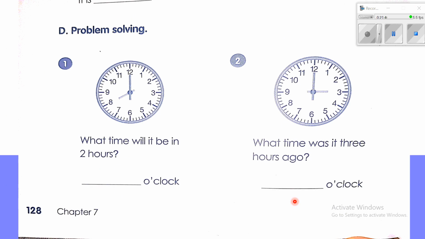This is problem solving. What time will it be in 2 hours? Will is future. You take it in English. I don't know if you take it or not. Will is in the future. So after 8, add and jump 2 hours. So what's the hour? What time was it 3 hours ago? It's past. I want 3 hours back. So what was the hour?